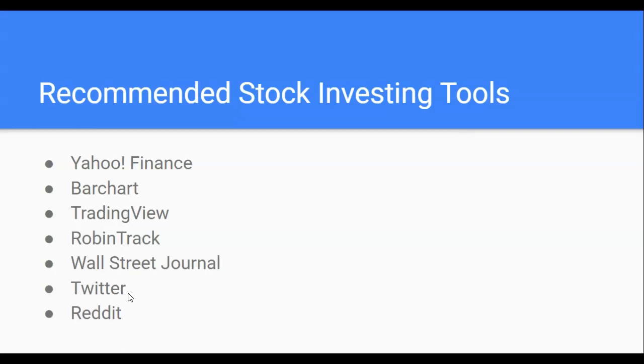The second one I like to use is Barchart. So Barchart is another site which has a lot of good information on volume, information on stocks that have been going up recently, stocks that are trading at 52-week highs. Lots of different information. You'll see it on the left side of the chart. It's very interesting. The third tool I use is TradingView.